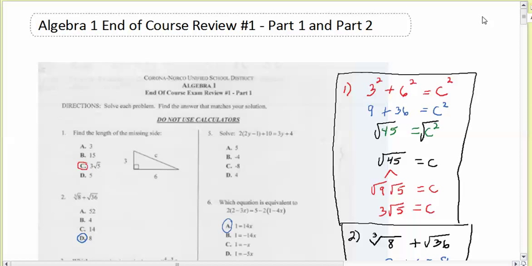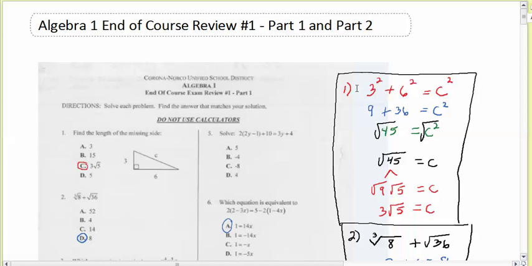Okay, I'm going to do Algebra 1 end of course review, number 1. I'm going to do parts 1 and 2 on the same video. What I did was I went through and I did all the work for each of the problems, and I'm going to talk about what I did. If you did the problem, you got the right answer, move on to the next one so you can get it done more quickly. Alright, so number 1, it says find the length of the missing side.